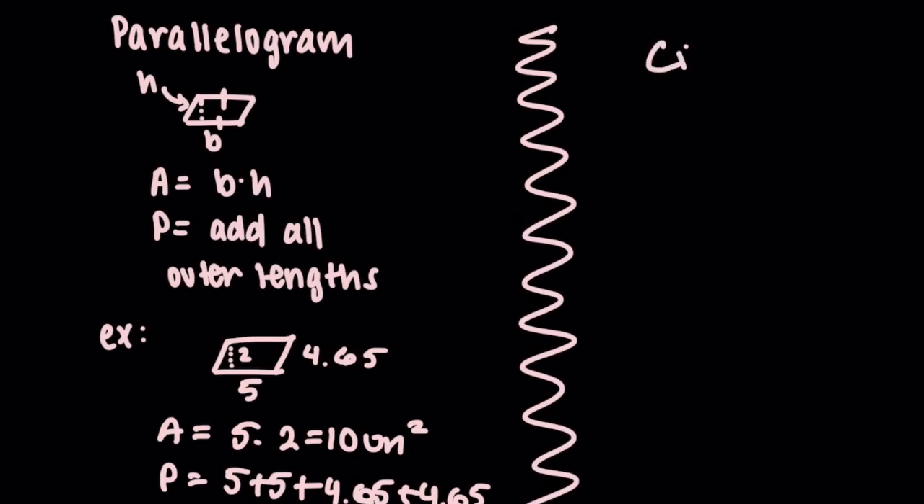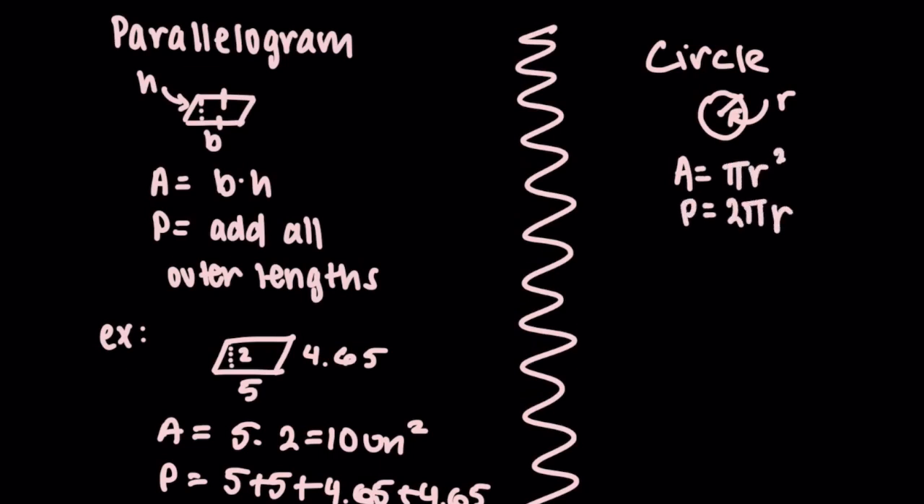Now let's move on to circles. Circles have no sides, but they have a radius, which is from the center to the outer length of the circle. We notate this as r. The area of a circle is pi times r squared, and your perimeter is 2 pi r, but a perimeter is actually called a circumference for circles.